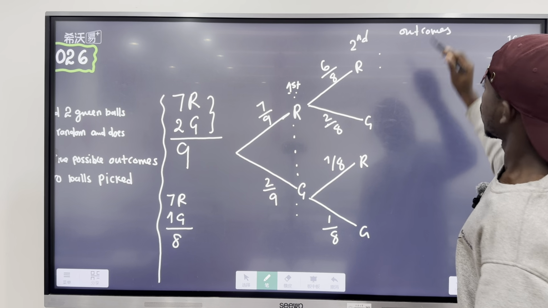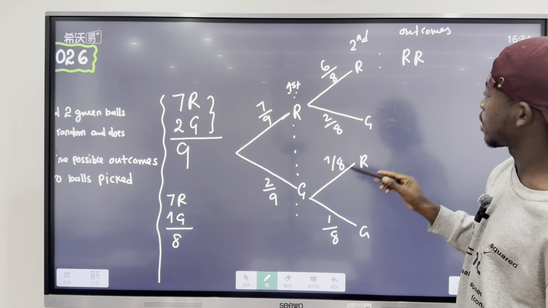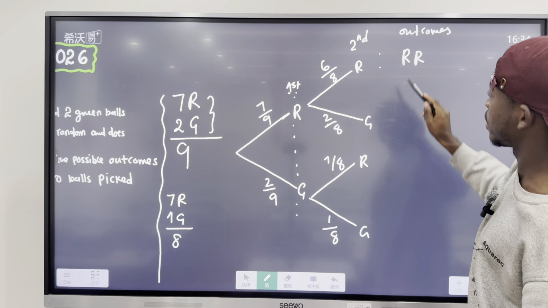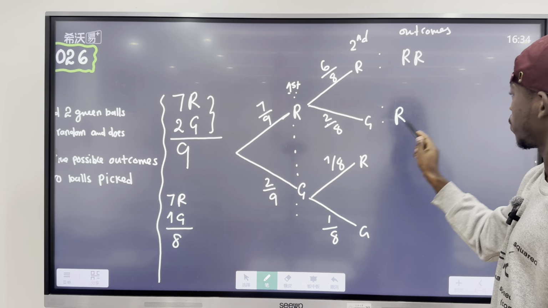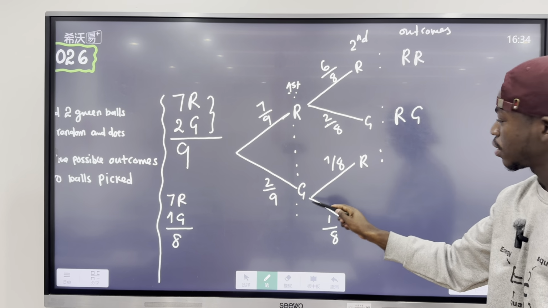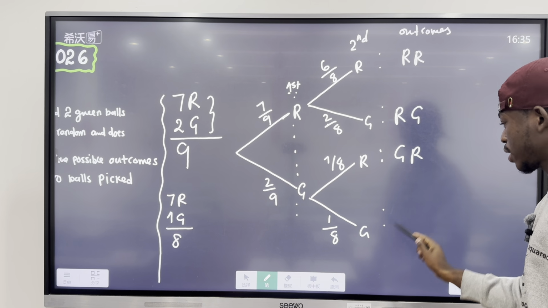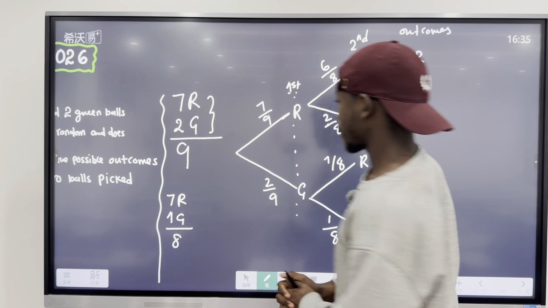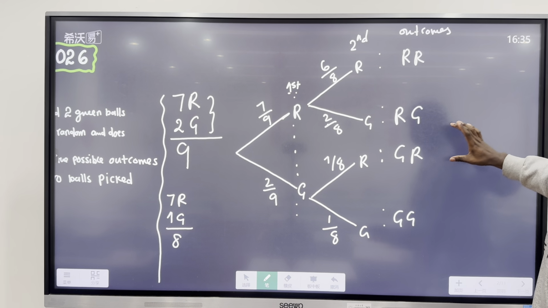Okay, you can see here, this outcome will be red, red. What I mean here is that it's the probability that you are picking red at first, then again second red. Then here, at first you pick red, then second you pick green. Then here, at first you pick green, then second you pick red. Then here, at first you pick green, then second you pick green. So this is your tree diagram, and that's how you draw it. That's all. And usually when they ask you to draw a tree diagram, they will give you 3 marks.